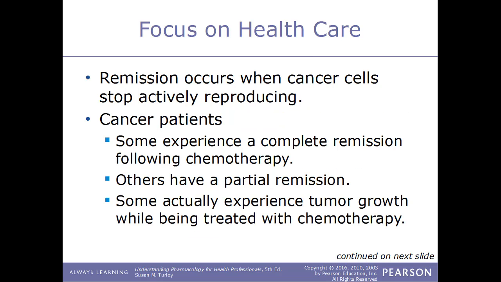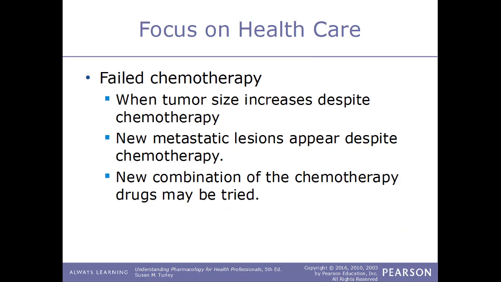Now, remission occurs when cancer cells have stopped actively reproducing. Now, some cancer patients will experience a complete remission after chemotherapy. Some may only have a partial remission after chemo. And some actually will experience tumor growth while being treated with chemotherapy. And sometimes chemotherapy does not work. Some examples of failed chemotherapy would include when a tumor size increases despite the patient undergoing chemo. There are new metastatic lesions that appear despite going through chemo. At this point, a new combination of chemotherapy drugs may be tried.